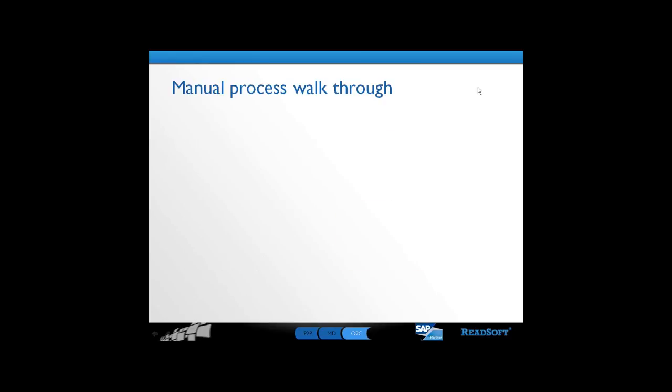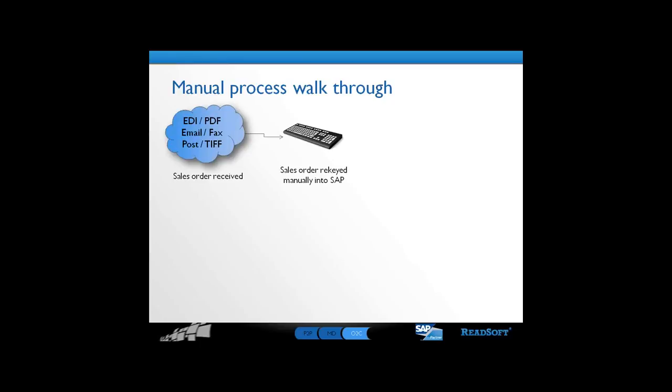Your sales order is received into the business. Now this could be by post, it could be a TIFF image, it could be just on email, it could be EDI, it could be PDF. In fact, PDF is one of the biggest growing areas for this kind of sales order. So many different formats need to be captured, and then essentially they're all rekeyed into SAP.